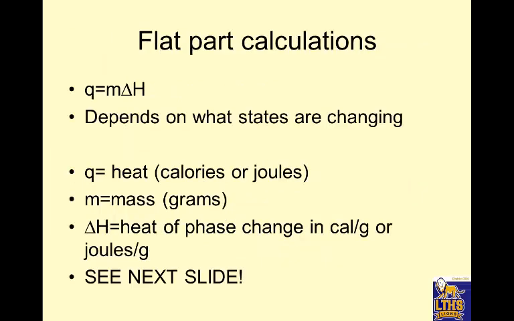Now that was for all slanty parts. Now we're talking flat parts. Flat line, phase change. So, can we use the temperature change equation? No, because there's no delta T. So we have to use a different equation. That equation is Q equals M delta H. Big Q, little q doesn't matter. M is mass, and delta H is the heat change, the amount of heat it takes to change 1 gram of a substance into a new phase.